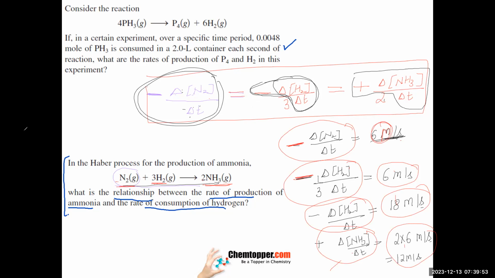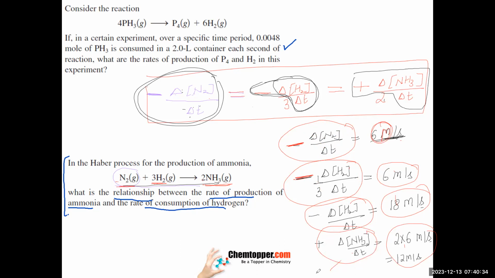Second, the rate of disappearance or appearance for anything is this. Like the rate of disappearance is this. I'm just highlighting it. This complete expression is called the rate of disappearance of N2. This complete expression, excluding the 3, is the rate of disappearance of H2. And this complete expression is the rate of appearance of NH3.